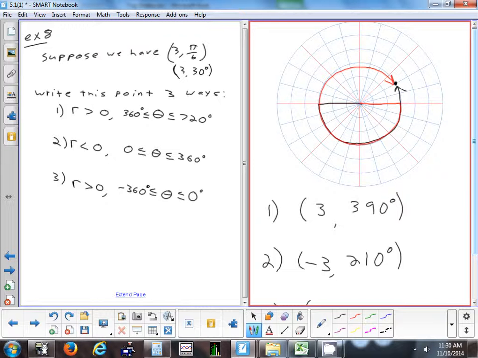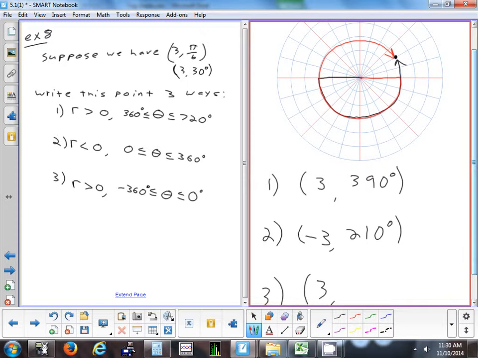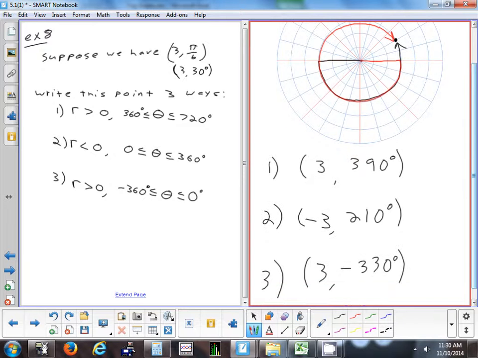Okay, almost all the way around. We're just 30 degrees shy of going all the way around. So, Sarah, what would my angle be for that? 330. Negative 330. Yep. And there's 3 different ways to write the same point in polar.